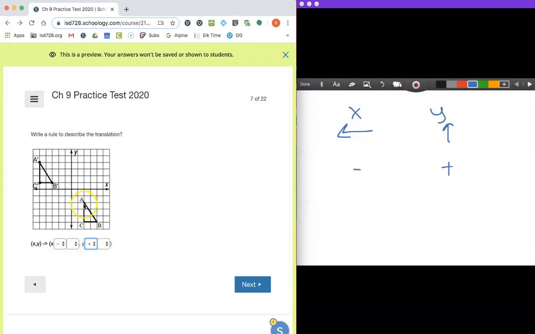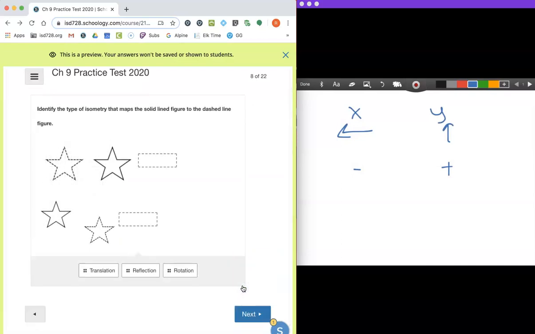To get from A to A prime, it would be left 1, 2, 3, 4, 5, 6, 7. So it's 7 again. And then up from there, 1, 2, 3, 4, 5, 6. So it looks like minus 7 and then plus 6.